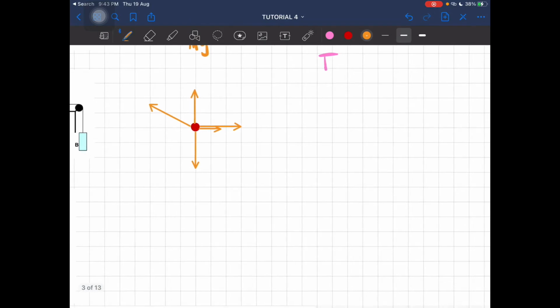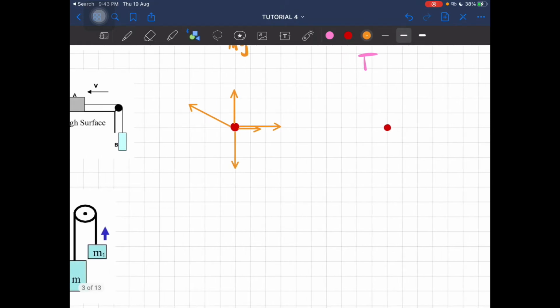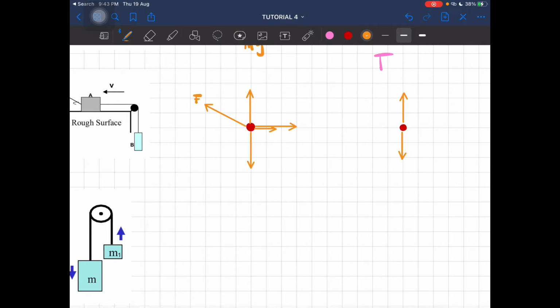And then for B, we have the other tension and the other weight. So that is it for A and B. F, this is the normal force at A. This is the friction force going against the motion. This is the tension. This is the mg. You should always label it with the block's mass, so mAg, mBg, and this one is the tension.